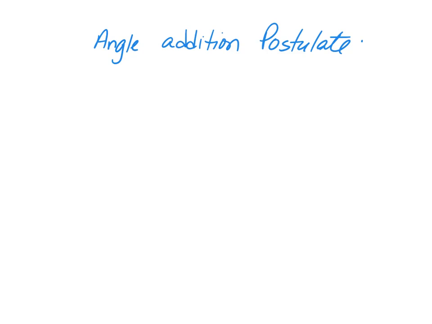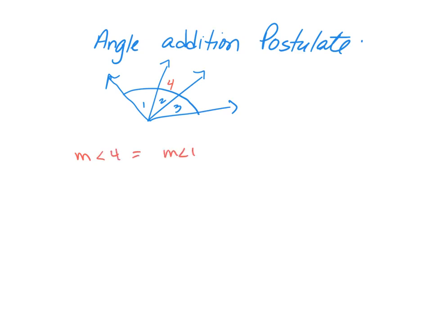Well, the angle addition postulate is that if you have a picture, and let's say you have all these angles coming out of it, and let's name this angle 1, angle 2, and angle 3. And let's name the whole thing angle 4. Well, the measurement of angle 4 is going to be equal to the measurement of angle 1 plus the measurement of angle 2 plus the measurement of angle 3.